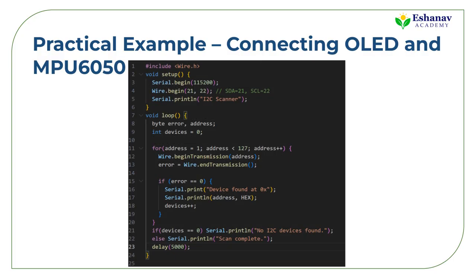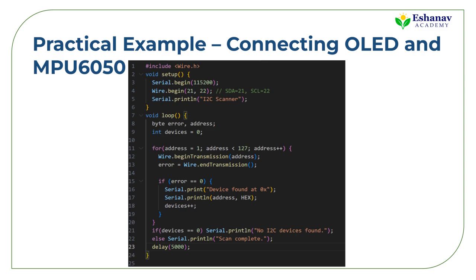Next, you run a simple I2C scanner sketch to confirm devices are alive. The OLED should respond at address 0x3C and the MPU at 0x68. This scan is your first sanity check before you touch display or sensor libraries. It saves hours of head scratching by confirming the wiring and addresses are correct before diving deeper.